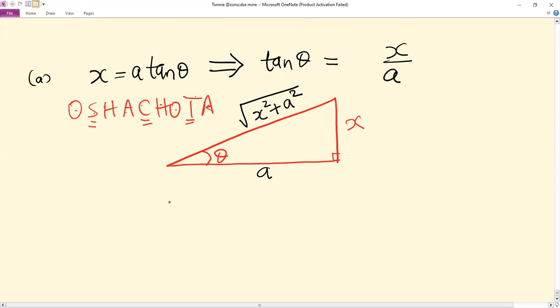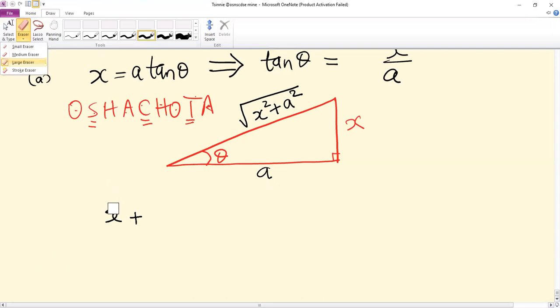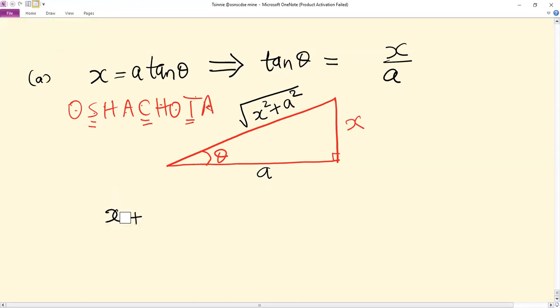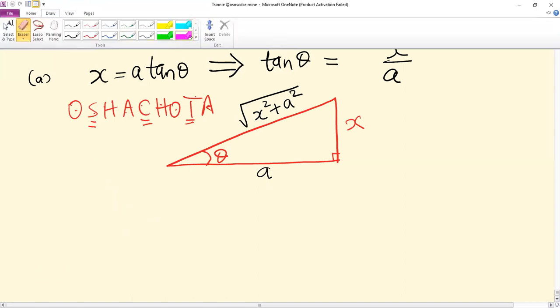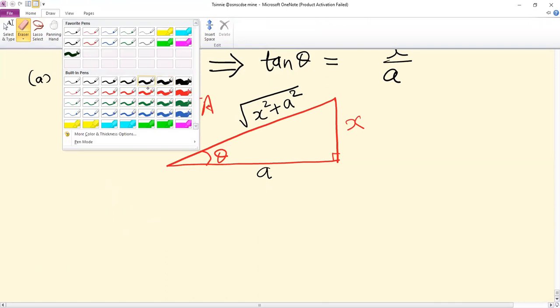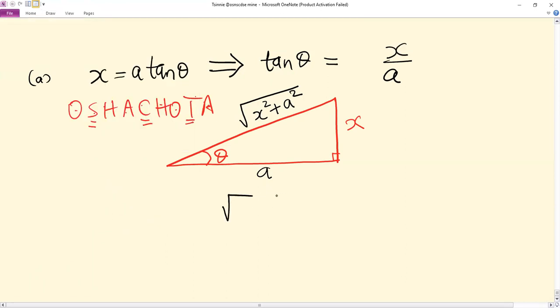So from this figure, we can say the square root of a squared plus x squared is the same as a times the absolute value of sec theta.